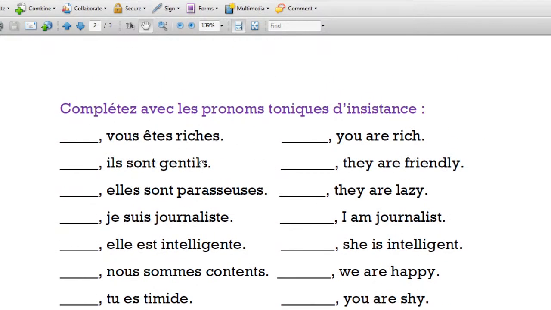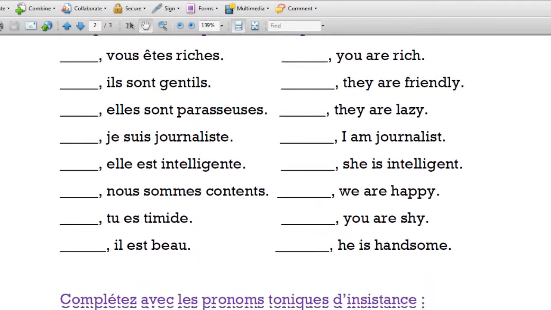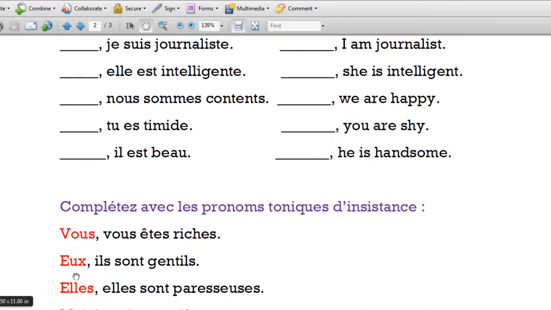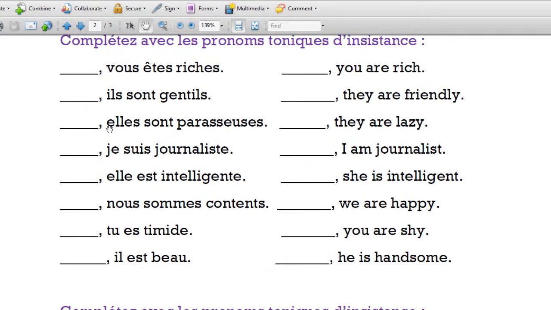Again, ils sont gentils. They are friendly. Okay. Ils, masculine plural. So the corresponding pronom tonique will be eux. Okay. So now you can see, eux, ils sont gentils. They are friendly. Okay. Next. You can see Elles. Again elles, with a capital letter. You start with the capital letter. Elles sont paresseuses. They are lazy.